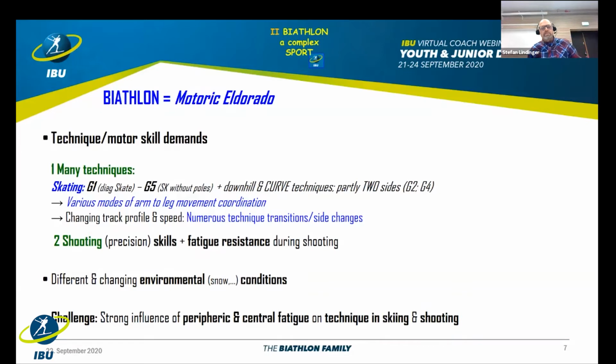So that's very difficult. The challenge is that we have a very strong influence of the peripheral and of the central fatigue aspects on the technique in skiing as well as in shooting. So that's a big thing. Many skiers differ a lot in that skill to resist fatigue better.